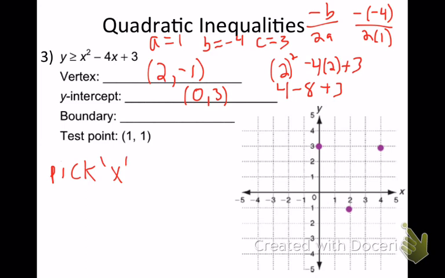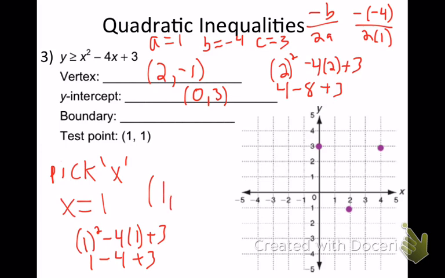What's a good value of x that I can pick to graph, Katie? What'd you say? Let's do x equals 1. Awesome. So I have 1 squared minus 4 times 1 plus 3. 1 squared is 1, minus 4 plus 3. 1 minus 4 plus 3 gets me 0. So I have the coordinate (1, 0). Plot (1, 0). Plot the reflection.